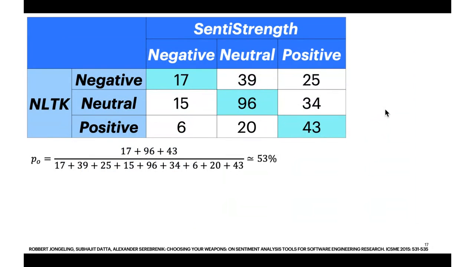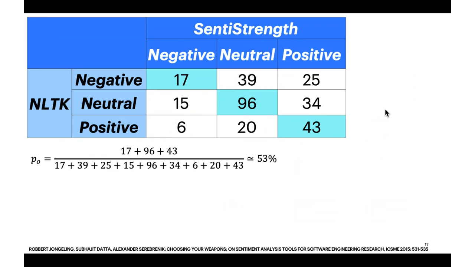The first measure of agreement is so-called observed agreement, PO, and it is simply the percentage of data points where the tools agree. So we add 17, 96, and 43 and divide it by the sum of all the numbers in the table. The problem is, however, that observed agreement can be high merely by chance. If we toss two fair coins, then the observed agreement will be 50%, but this doesn't really say anything.